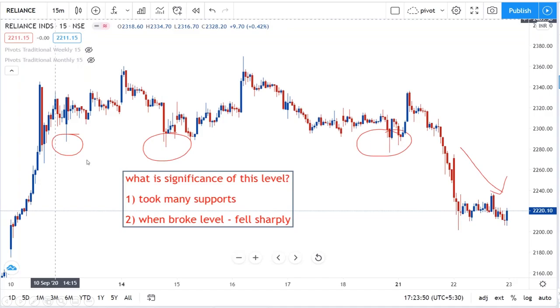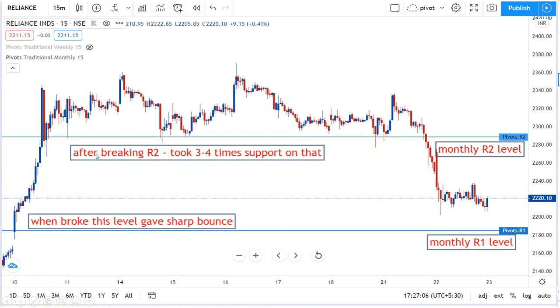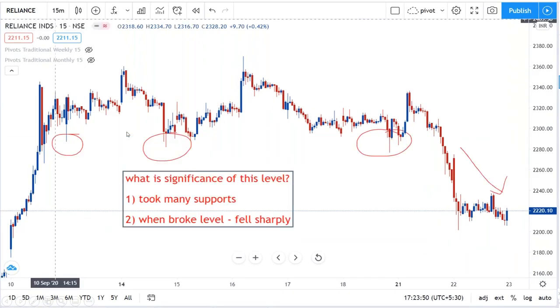Now see here, Reliance. Reliance was in an uptrend. It took too many supports here. We've already seen this slide. Now, why did it take support over here? Let's see this. Can you see here? After this was the monthly R2 level for Reliance. It broke out this level, and as you can see, it took one, two, three to four supports at this level and gave a bounce. And once it closed below this R2 level, you can see the fall. And again, it took support around the monthly level. So this was the logic of this support.